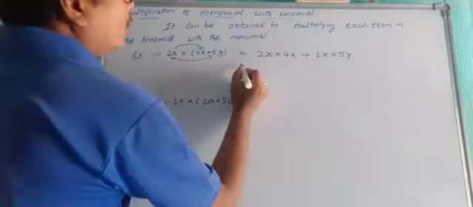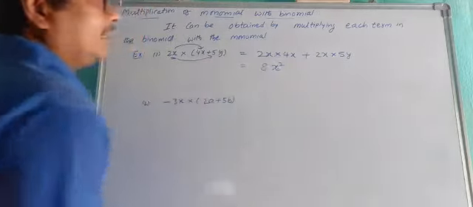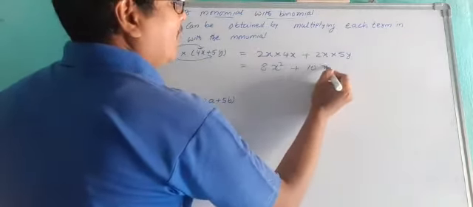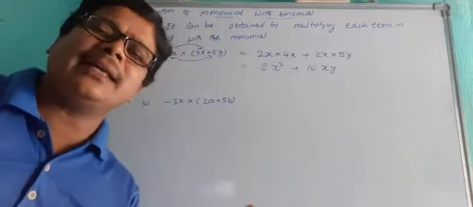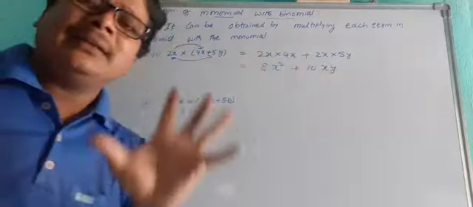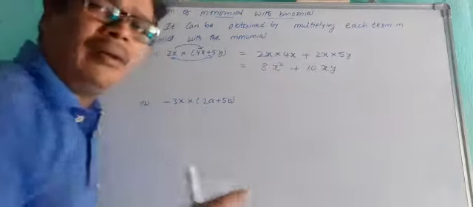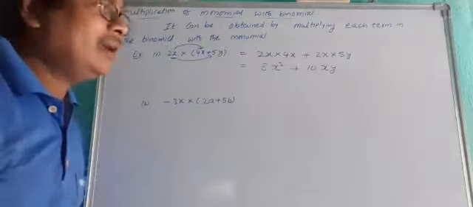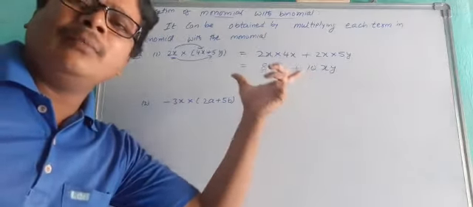Now, 2 fours are 8, x into x, x square, plus 2 fives are 10, x into y, xy. So, are they like terms? No, they are unlike terms because they have the same variables sometimes, but their exponents are different. Here only we have x as the variable; here we have two variables, x and y. They are unlike terms. Leave it. So this is the resulting polynomial.